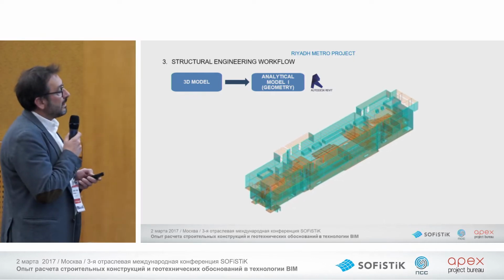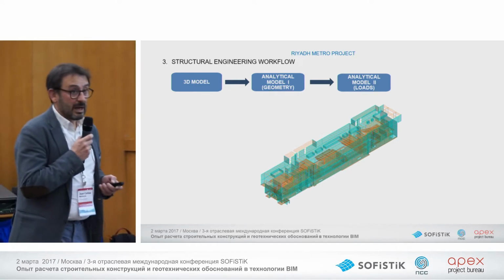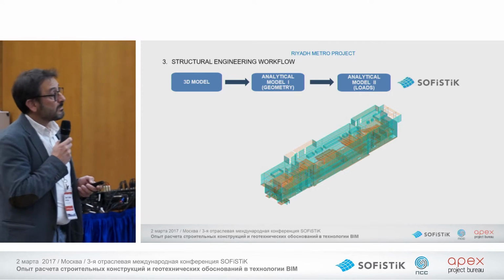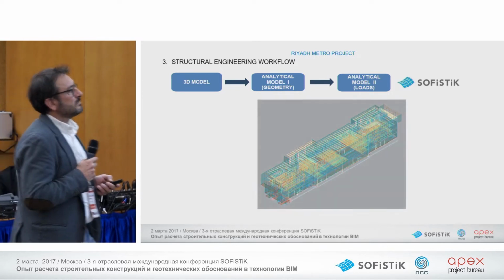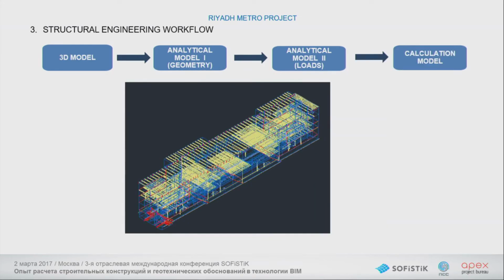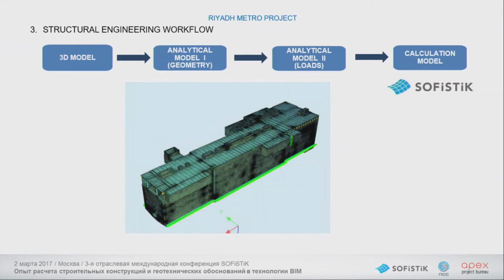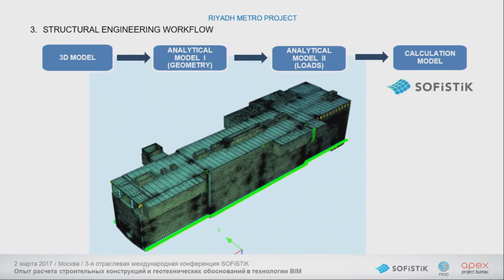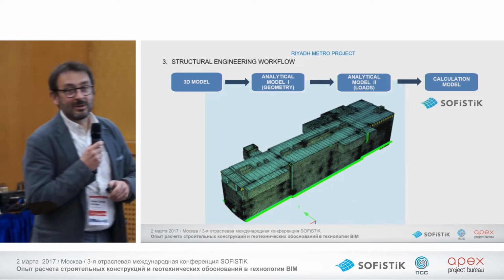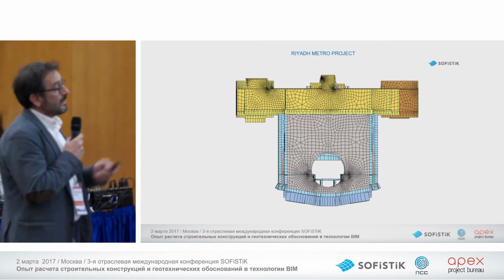Afterwards, the loads come into the analytical model, made with SOFiSTiK. These are the loads. And finally, the calculation model, for the calculation steps, made with SOFiSTiK. This is the typical image of a SOFiSTiK model of a station. This is the kind of skin you see when you put a model in SOFiSTiK. Finally, this is the head wall of the station.